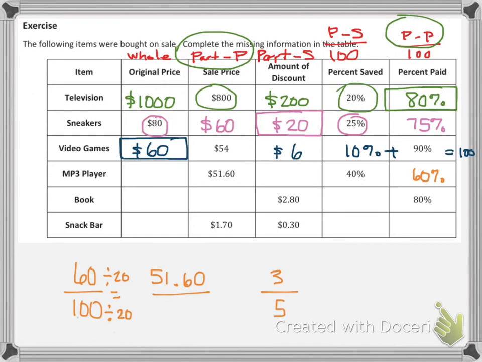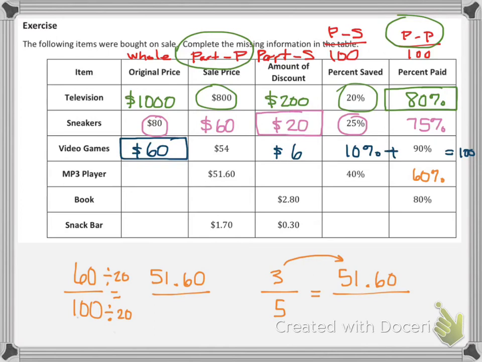So 3/5 is equal to $51.60. And let's see if we can find a constant here. 3 times something is $51.60. If I don't know, and I don't, then I'm going to work backwards.